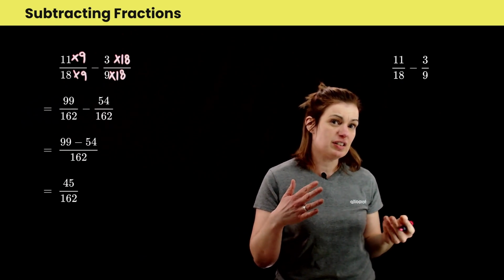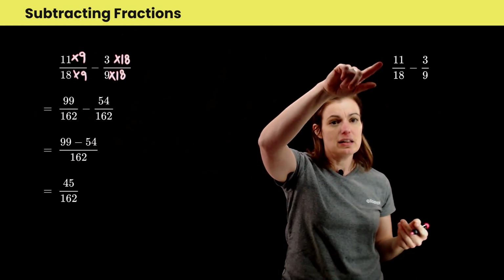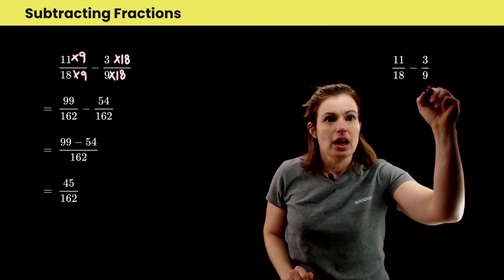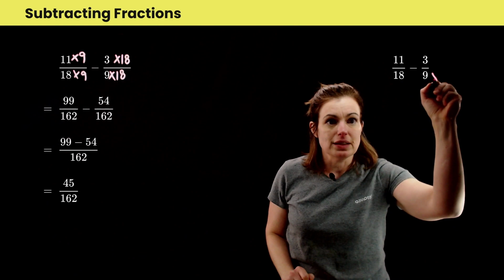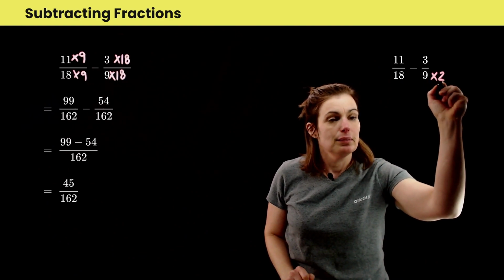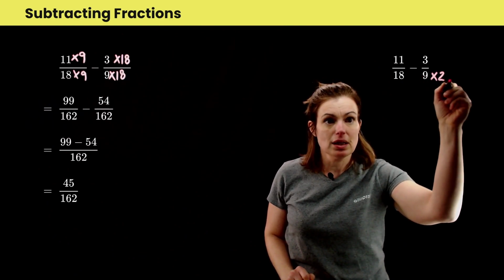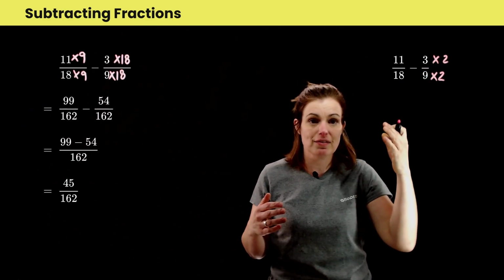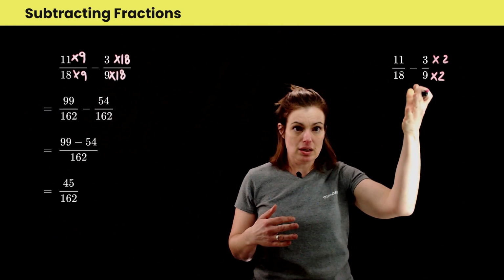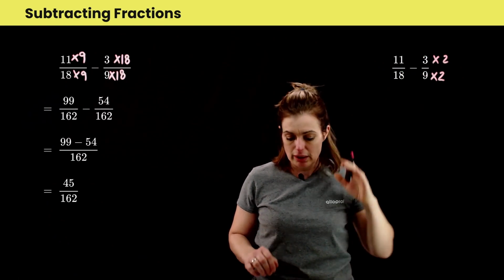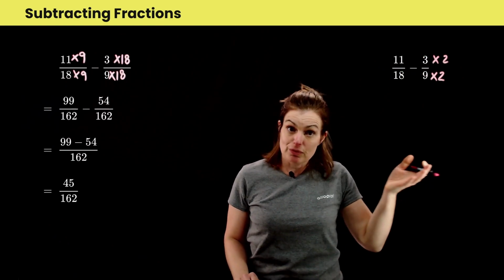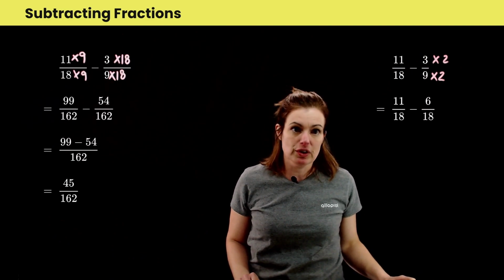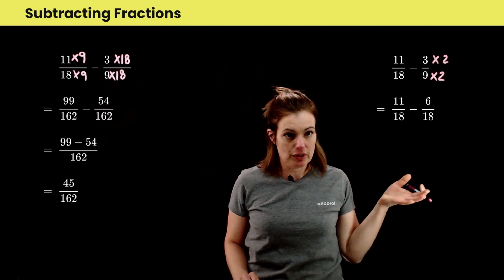The advantage of this is that I don't have to change the 11 over 18. All I have to do is change the fraction 3 over 9. I do that by making the 9 an 18 by multiplying it by 2. So I'm going to go 9 times 2, and then I'm also going to take the 3 and multiply it by 2, because I have to do the same thing in the denominator and the numerator. I have to do them for both. So that gives me 11 over 18 minus 6 over 18.